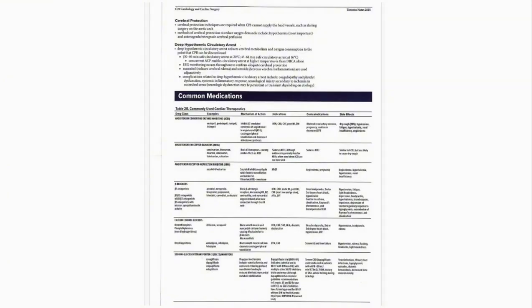Deep hypothermic circulatory arrest, or DHCA. Now let's discuss deep hypothermic circulatory arrest, commonly abbreviated as DHCA. DHCA involves cooling the patient's body to very low temperatures so that circulation can be safely stopped during complex cardiac procedures. Cooling dramatically decreases cerebral metabolism and oxygen demand, allowing cardiopulmonary bypass to be discontinued temporarily while surgeons operate in a bloodless field.